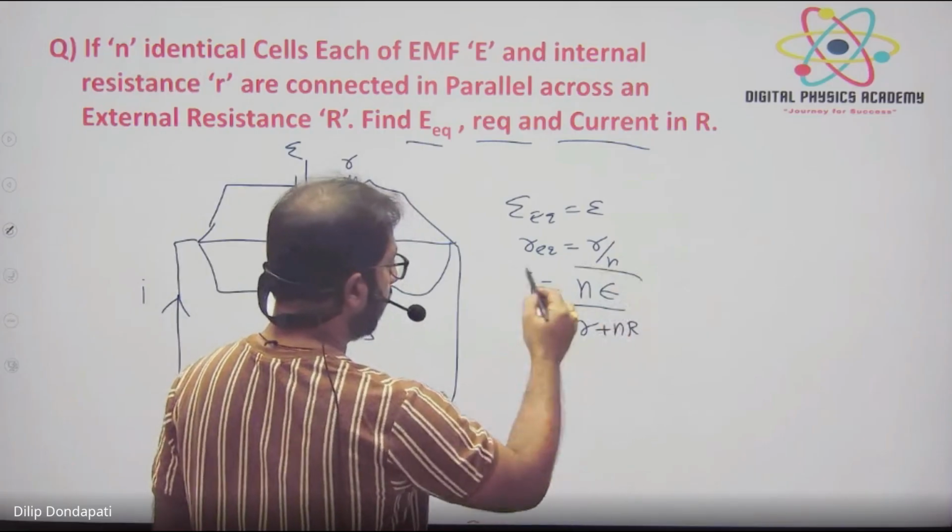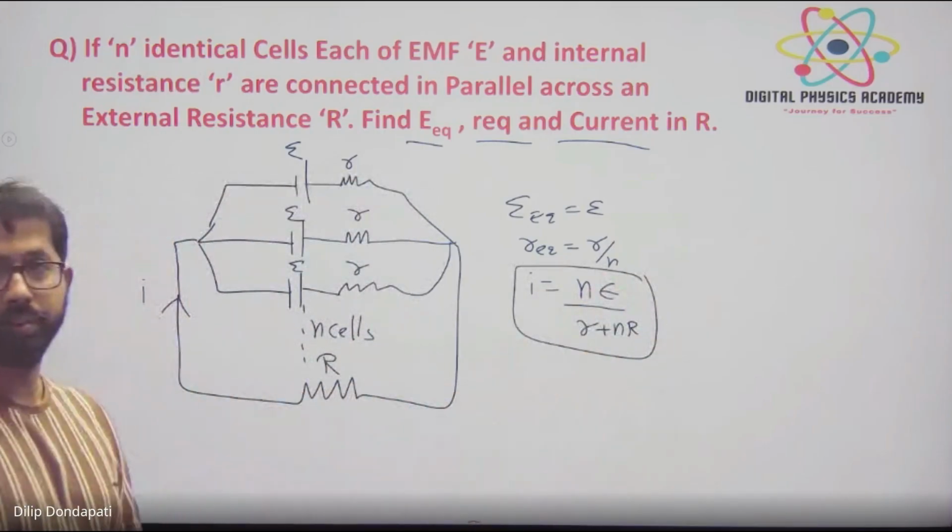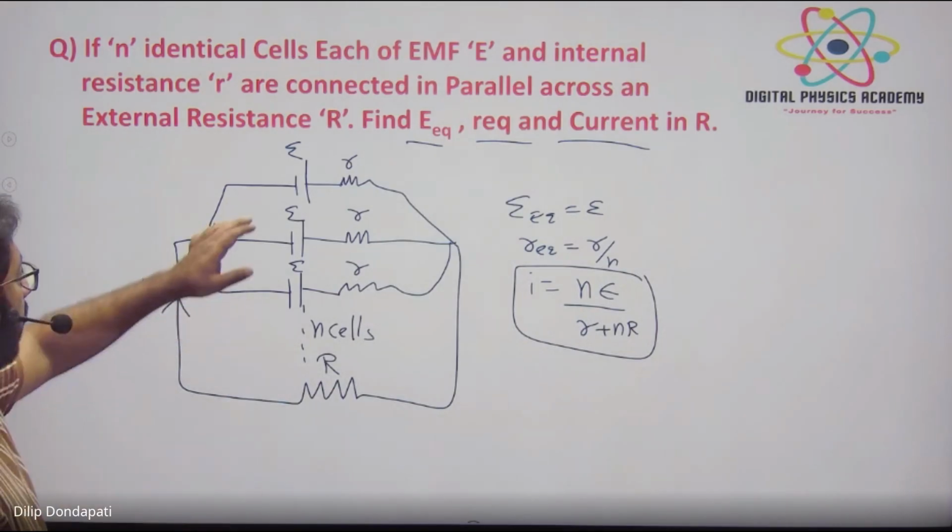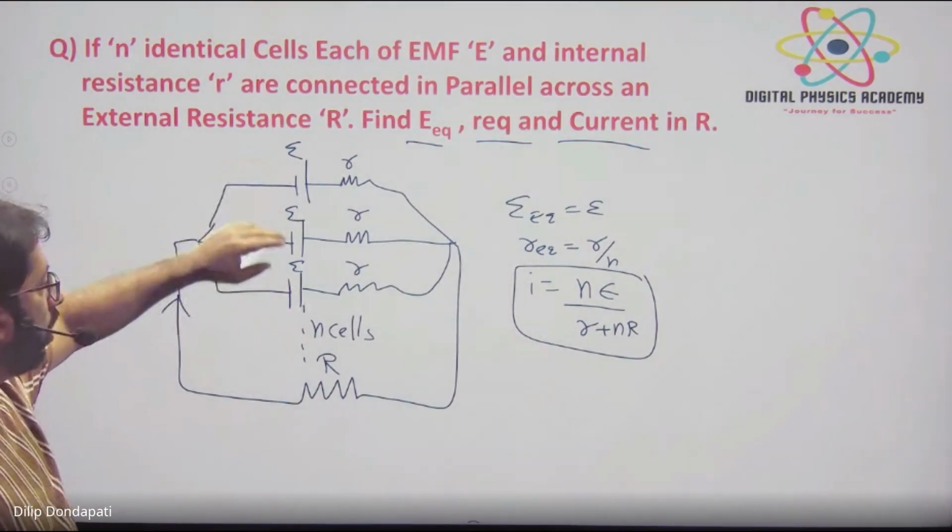I is equal to NE by (R plus NR). Yes, NR. This is the answer. E equivalent is this one. Total, if you solve, you will get E only.